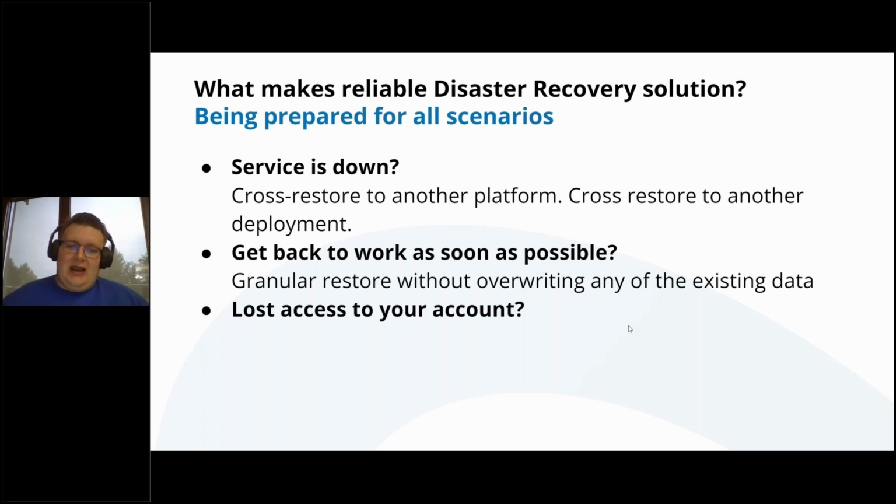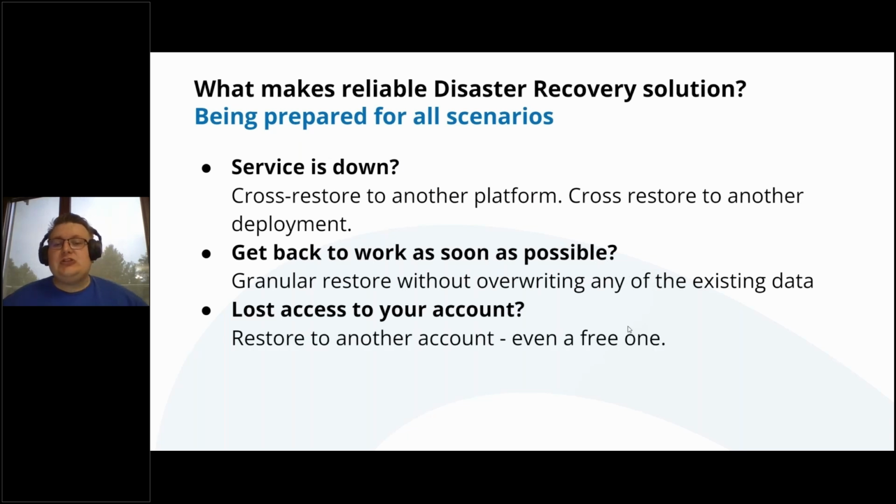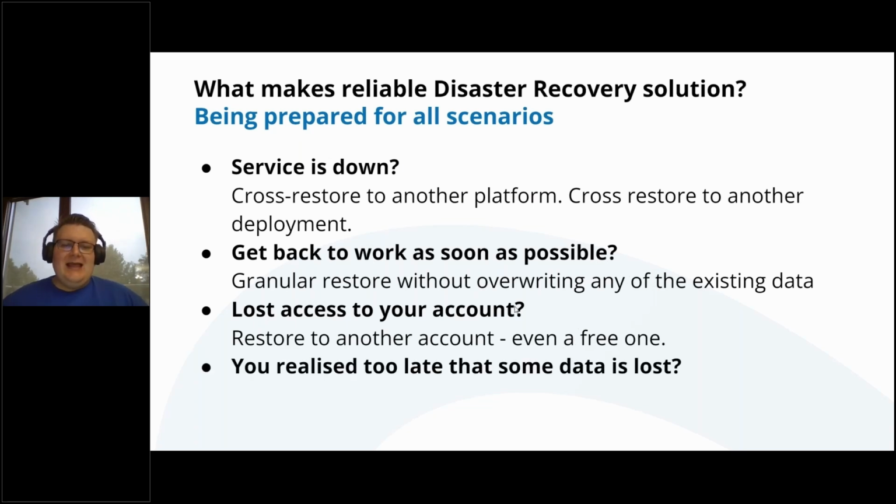If you lost access to your account, be prepared to make a restore to another account, either a free one. I had a case like this when I had a customer using GitHub, and due to a ransomware attack, by the way, done by one of their subcontractors, they lost access to their GitHub environment. And not only did they need to restore the data, they wanted to restore it back to GitHub, but to a different account, because their original one wasn't available. So have the possibility of something like this. Don't be tied to one account only.